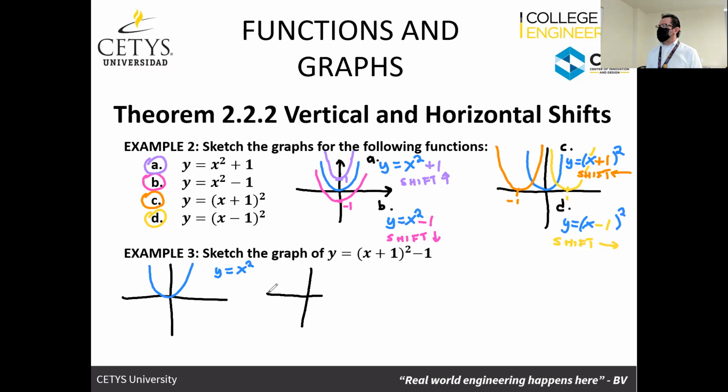Next up, and the order in which we do these doesn't really matter that much, we are going to have y equals x plus 1 squared. If I've got a plus 1 inside the parentheses, this means that we're going to have a shift to the left, and so we would have the parabola like this.